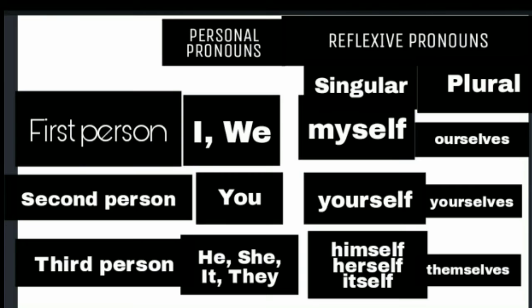And in the third person personal pronoun, he, she, it, and they, and when we come to the reflexive pronouns, in singular form we use himself for he and herself for she, itself for it, and in plural we use themselves. I hope it is very clear from this chart.